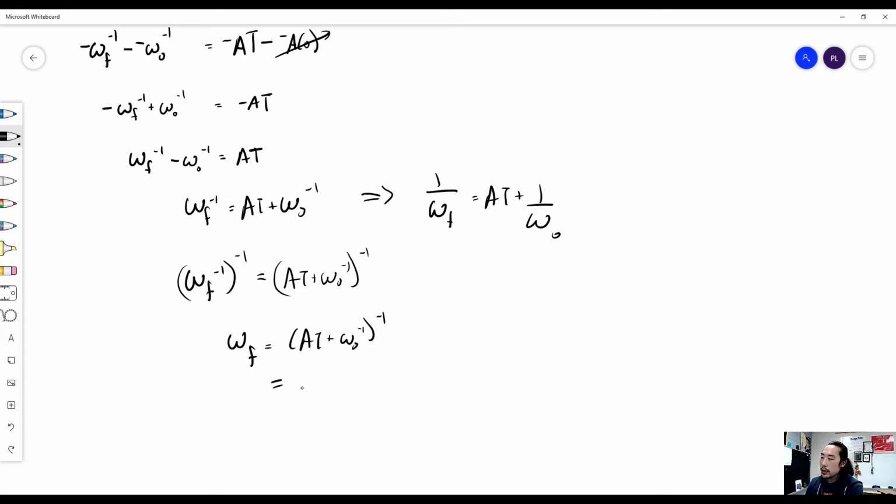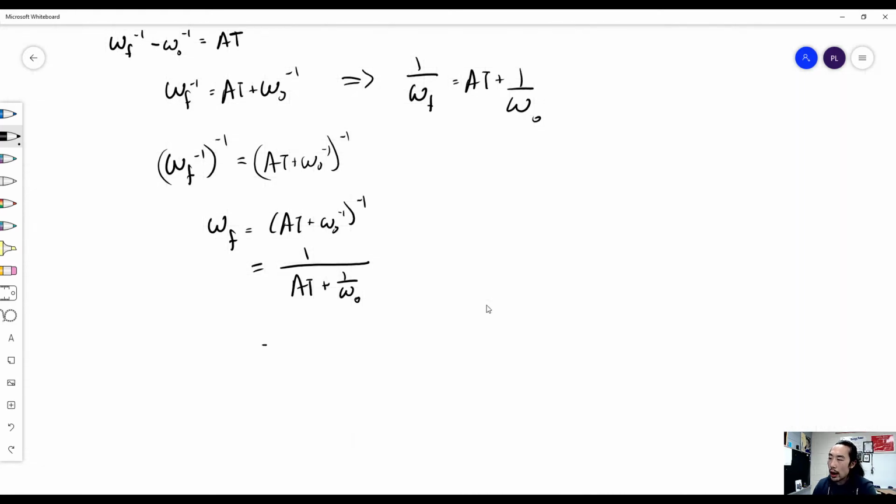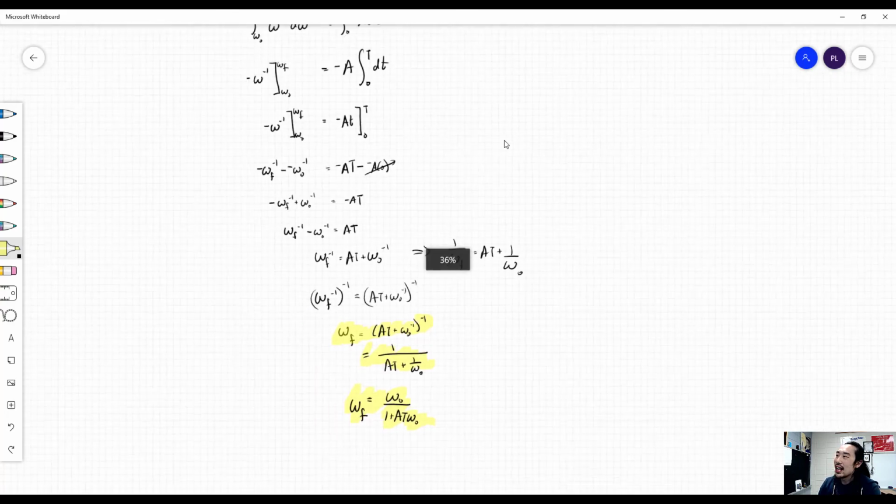So if I were to clean this up, I would say, because this entire thing is inverted, that is 1 over AT plus omega initial to the negative 1, which is just 1 over omega initial. And here we have a fraction within a fraction, and we don't like that. And so if we were to simplify that, we would get omega initial over 1 plus AT omega initial as our final answer. All right, so this is our final answer. This is a tad bit cleaned up, and this is like the cleanest version of our answer. All right, so that is that.